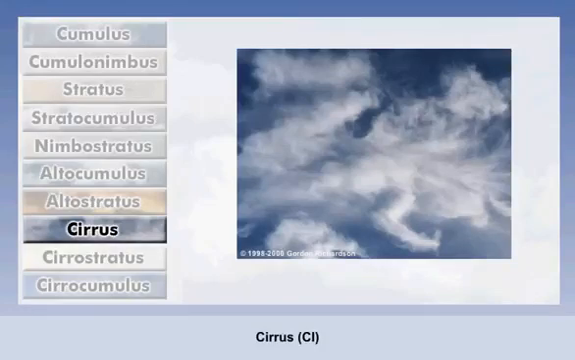Visibility has been found to be quite good, in excess of 1,000 meters, and there is usually no icing or turbulence associated with this type of cloud. The cloud usually heralds the approach of a warm front.